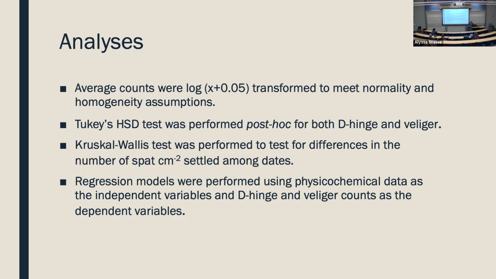The spat that I found on the ceramic tiles, I was not able to get that data normally distributed. So I used a Kruskal-Wallis test to test for differences in the number of spat among dates. And then I used regression models for the physicochemical data.